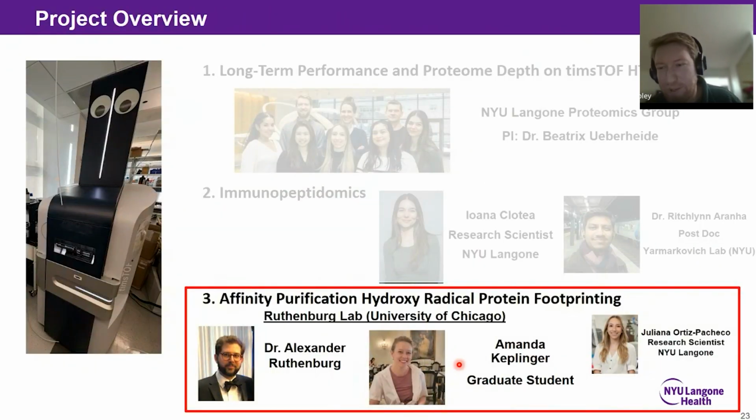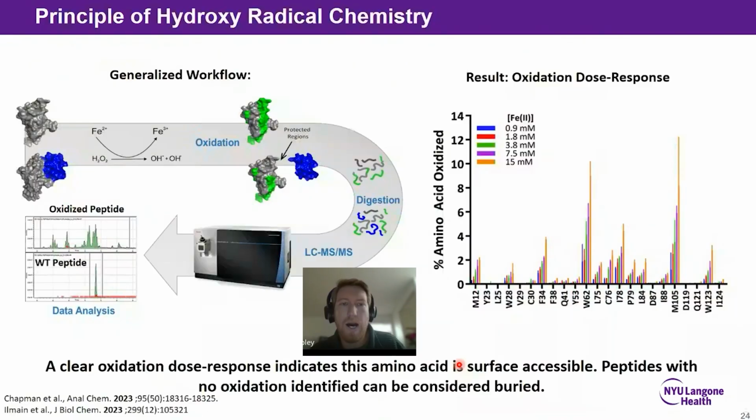So to pivot all the way back, what I'm really excited about is how we're using the TIMS in one application: combining affinity purification experiments with hydroxyl radical protein footprinting. This is going to be a collaboration with the University of Chicago, the Ruthenberg Lab. And to give you a general idea of the principle of this footprinting, say you have a protein and then a protein in a complex.